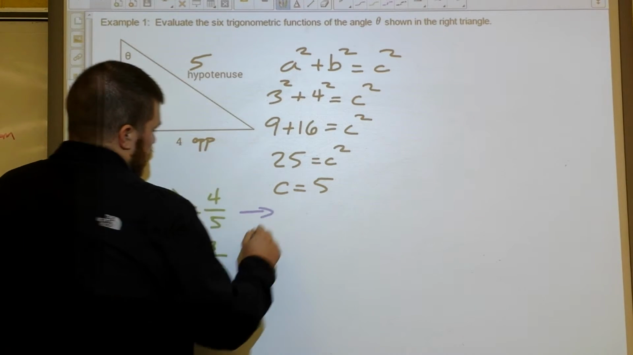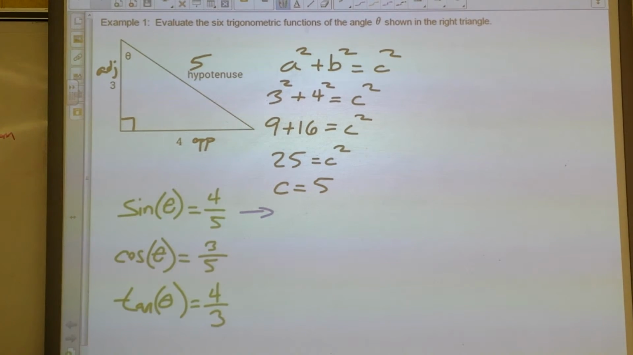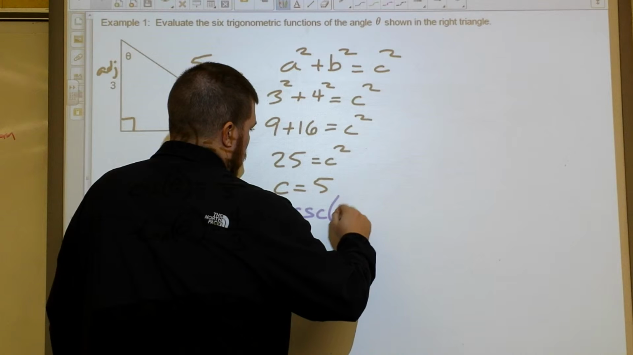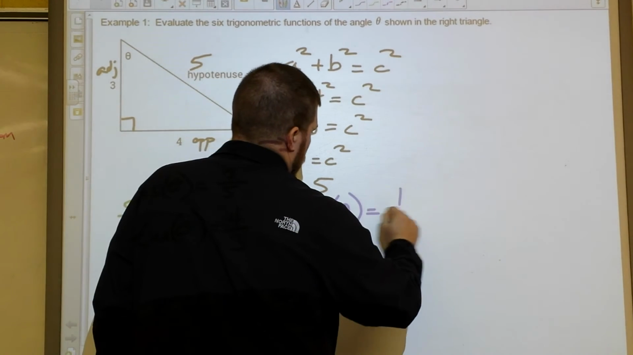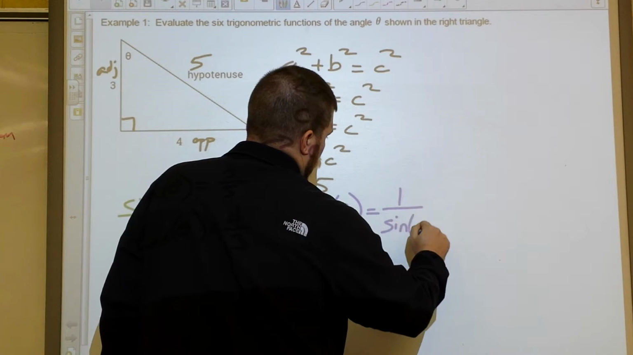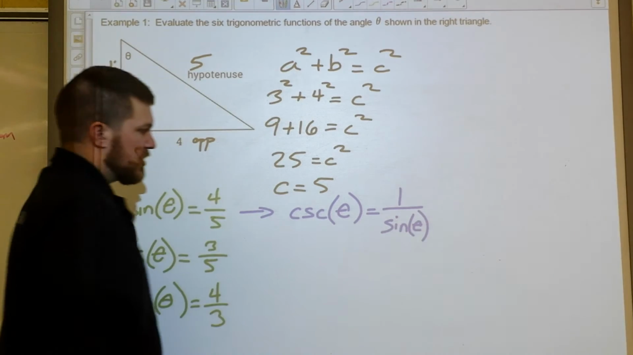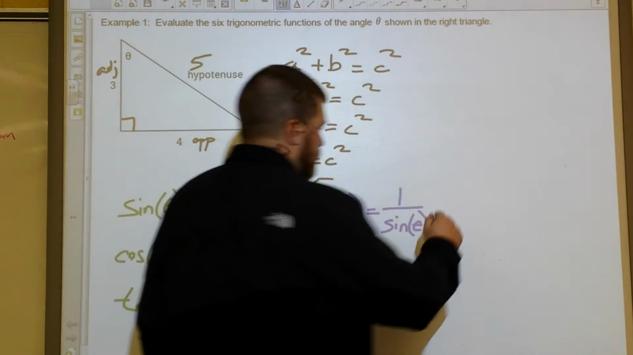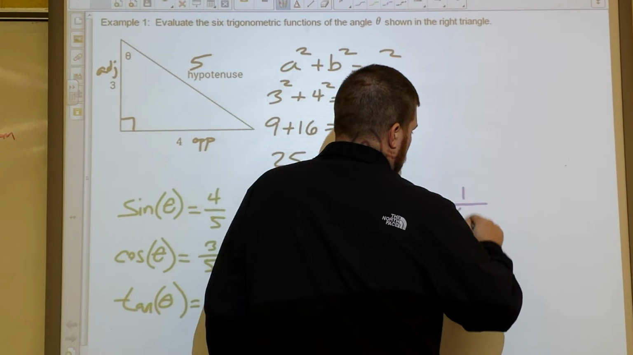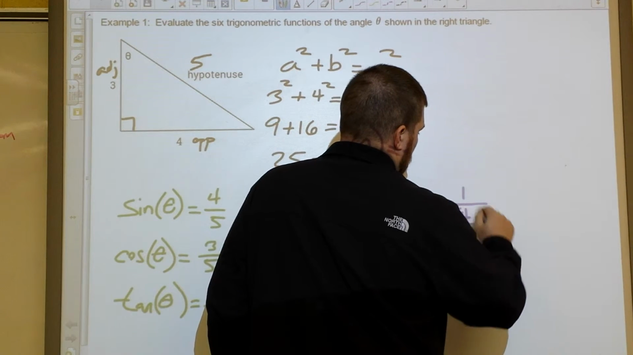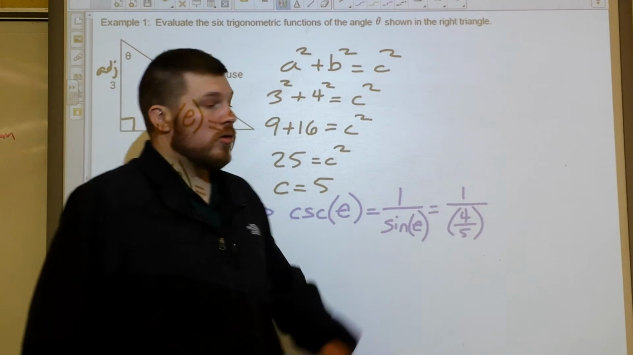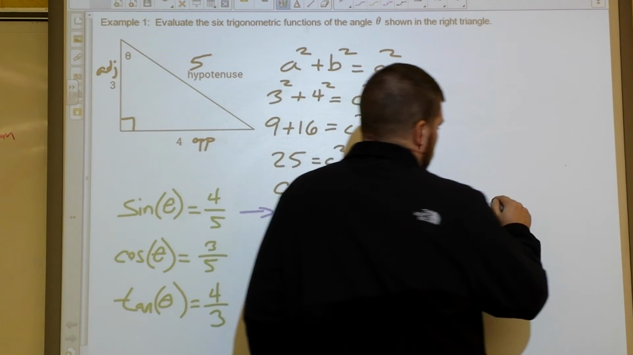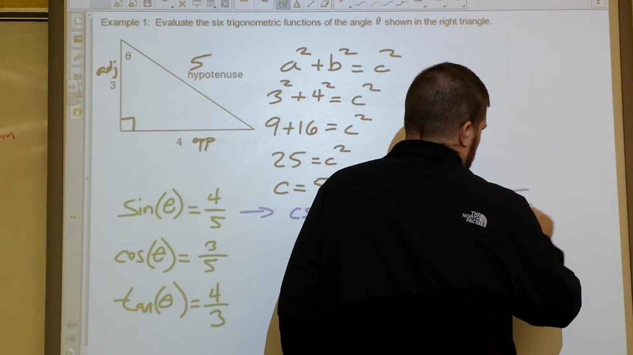Okay, so sine matches up with cosecant of theta, which was, remember, just 1 over sine of theta. So when I say cosecant, it's going to be 1 over 4/5, which if you do this in your head or in a calculator, either one, whatever works best for you, is going to come out to be 5/4.